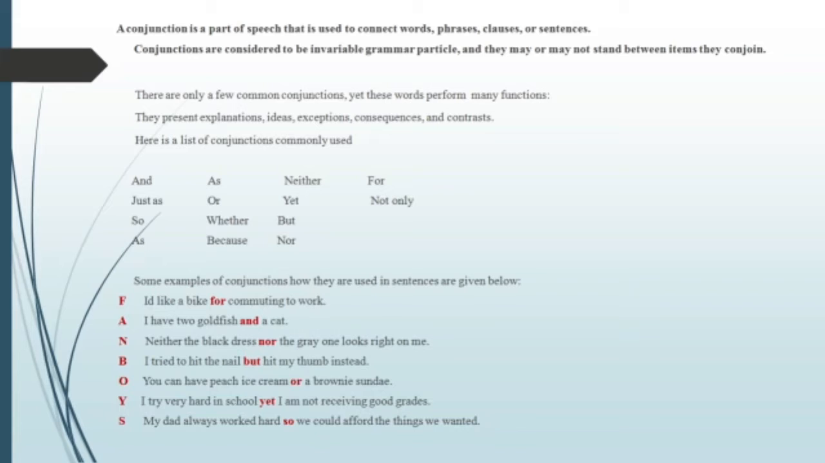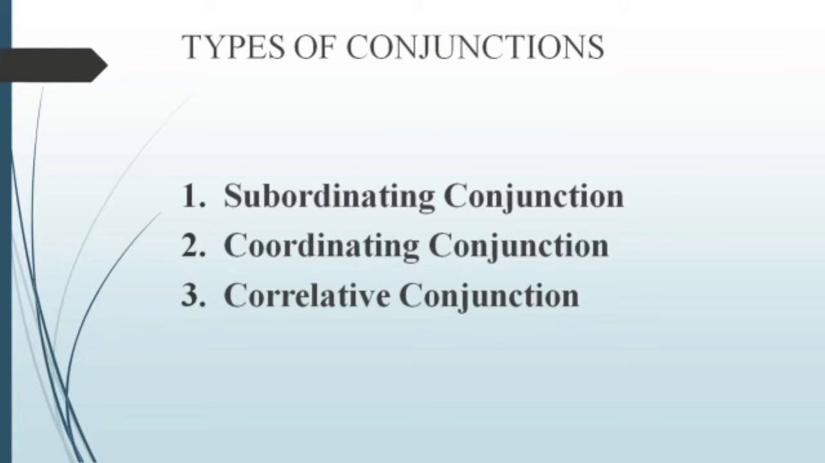The other one is or. Or is used for choices. Okay, you can have peach ice cream or a brownie sundae. The next is yet. Yet is used for contrast. Okay, I try very hard in school, yet I am not receiving good grades. And so, my dad always worked hard so he could afford the things we wanted. So what is the purpose of working? So for reasons, for purpose, for contrast, for choices, for all these instances conjunctions are used to give a meaningful sentence, right?